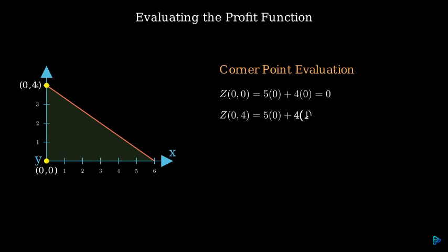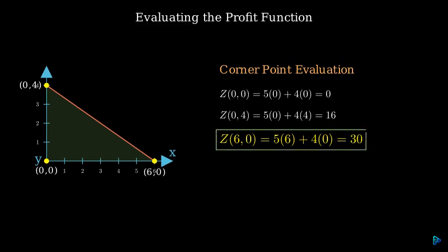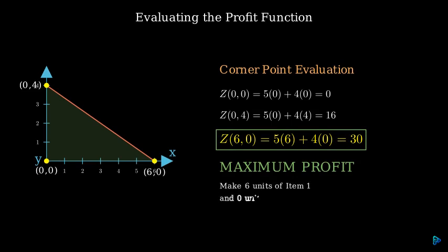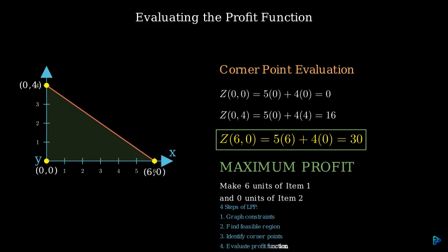4, which is 16. But look at 6, 0. 5 times 6 plus 4 times 0 equals 30. 30 is our maximum profit. So, the best decision for our workshop is to make 6 units of the first item and 0 of the second. By following these 4 steps, graph, find the region, identify corners, and evaluate, you can solve any standard LPP.